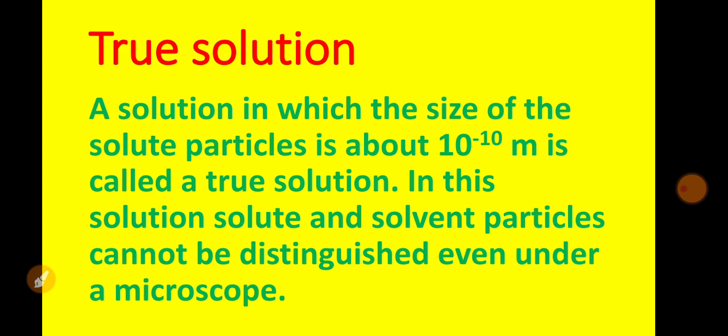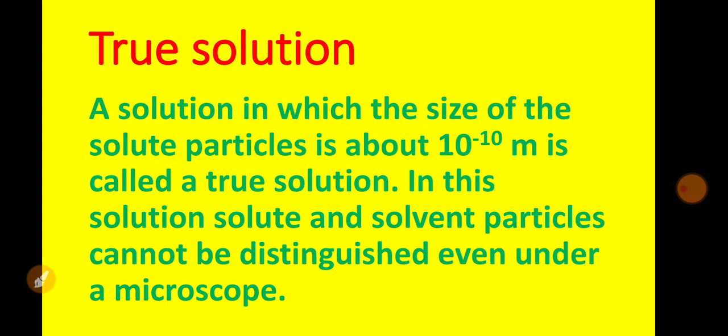In a suspension solution, the solute particles will settle down when you keep it for some time, and it is visible with the naked eye. Now, a colloidal solution is a solution for which the particle diameter is 10 to the power minus 7 centimeter to 10 to the power minus 5 centimeter, that is near about 10 angstrom to 10 to the power minus 3 angstrom.